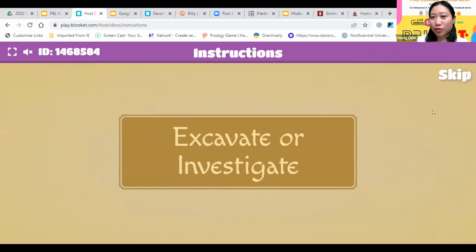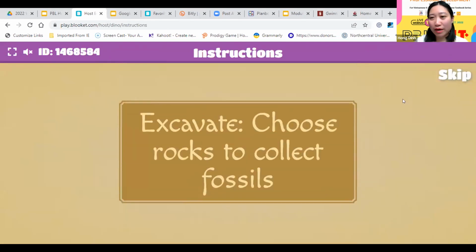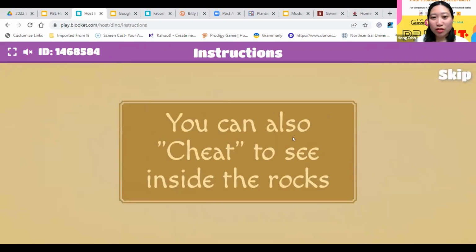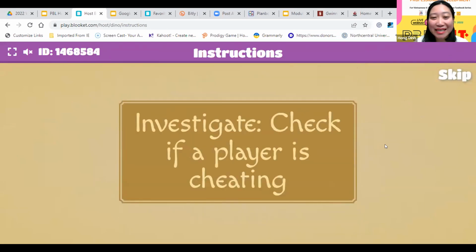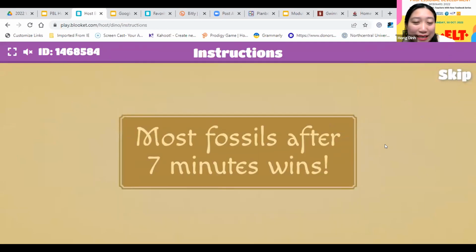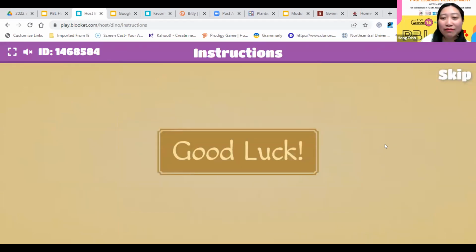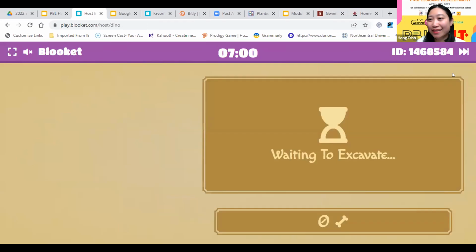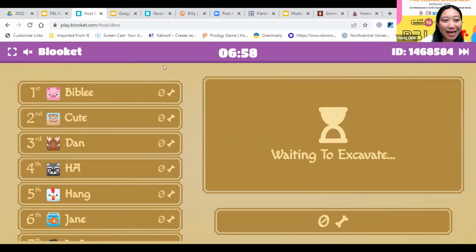For those who did not know about Bookit or have not played Bookit, those are the instructions. You just answer the question. You also can steal from other treasures, and you can catch the cheater. You take some of the fossils, so it's like fighting for the fossils. We have 7 minutes. Good luck. Let's get started and see who is the winner.